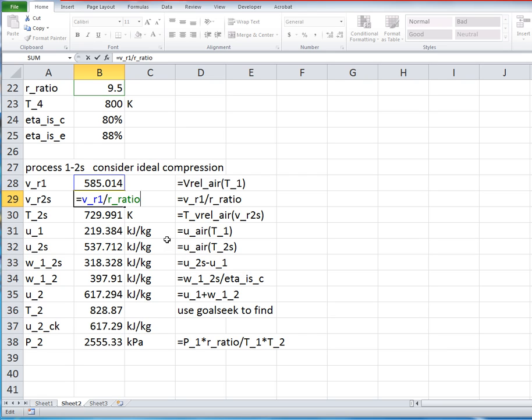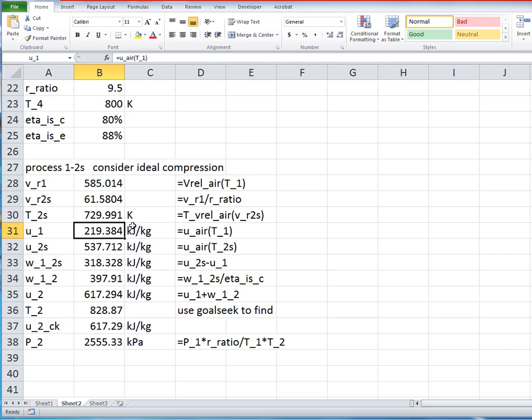And so this is what it has to be if we have isentropic compression from V1 to V2. So once we have this V relative to, then we can calculate the temperature that corresponds to that. And as I said, that's just a reverse table lookup. And we do have a function in the Excel add-in library that will do that for us. So we find out that temperature T2S is 730 degrees Kelvin.